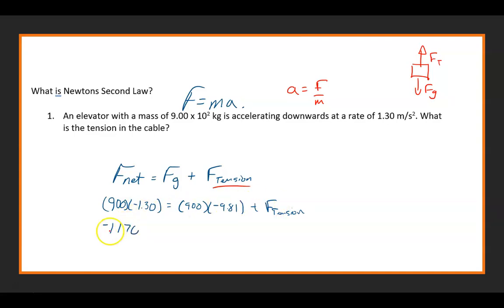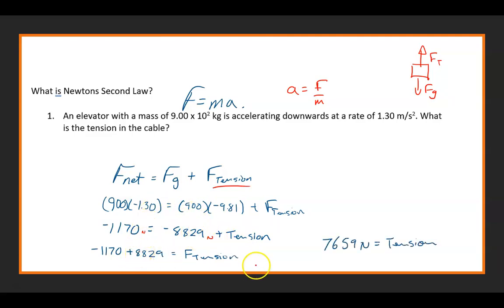Well, evaluating that, that's negative 1,160 newtons, which is equal to negative 8,820 newtons plus tension, which, moving this over, you're adding it, which gets you a tension of 7,659 newtons. And it makes sense that if this is accelerating downwards, that gravity would be bigger than the tension.